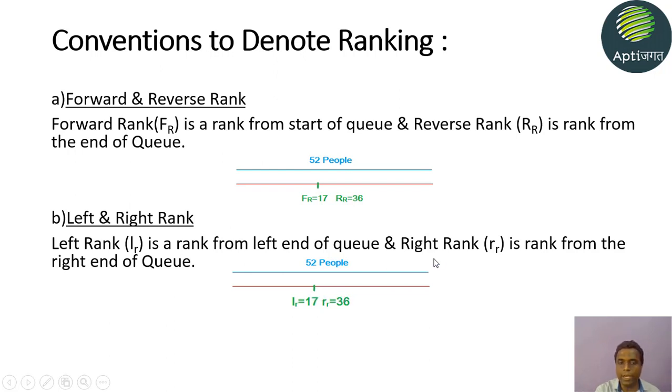Then what is right rank? Right rank is the rank from the right end of the queue. What is the right end of the queue? This point. From this point, he is at the 36th position. So he has 35 people after him in the queue, right? So this is the left and right rank concept.